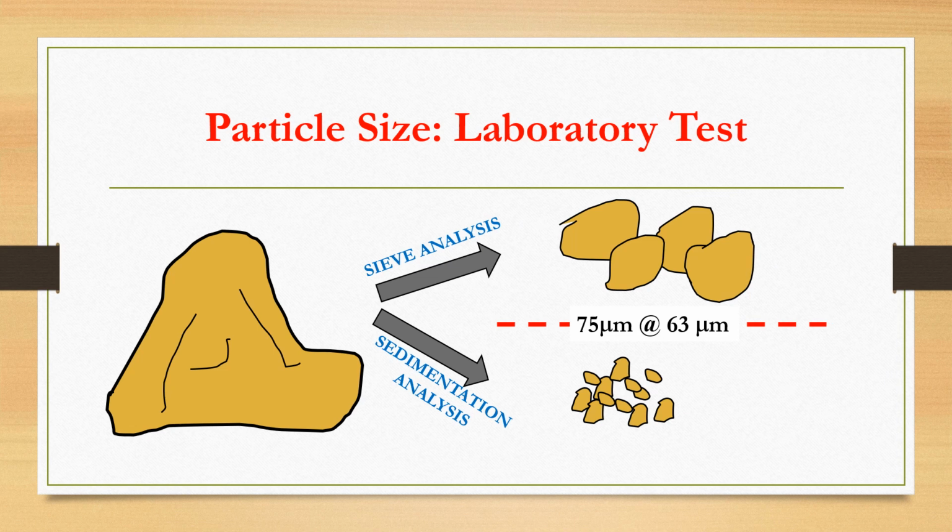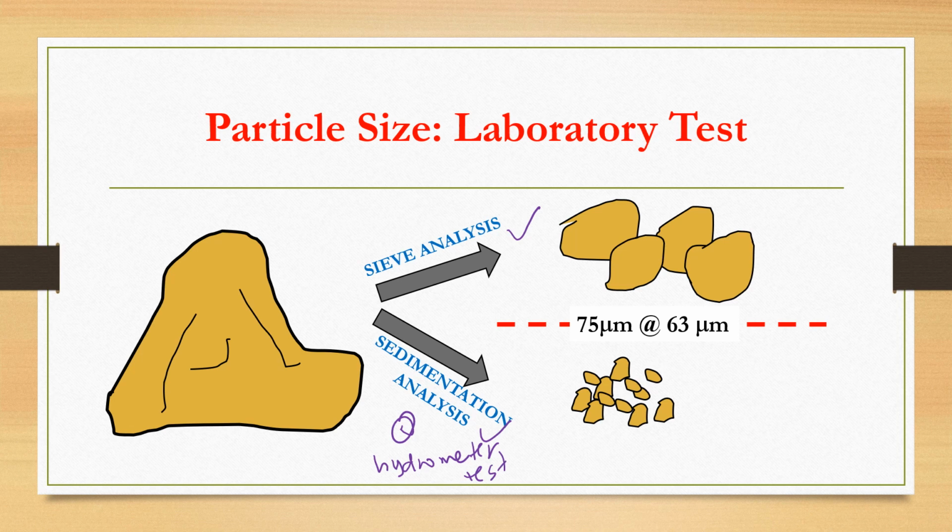In classification of the soil sample, there are two tests associated with particle size that need to be conducted. We have sieve analysis, and we also have sedimentation analysis. Sedimentation analysis is also known as the hydrometer test.